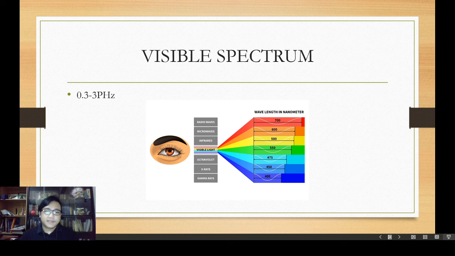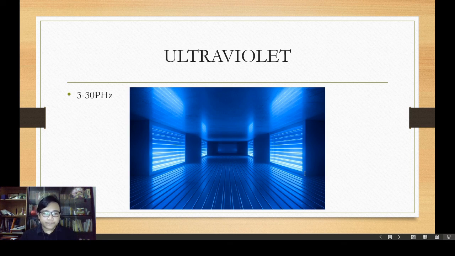And the next is ultraviolet. The frequency ranges from 3 to 30 petahertz. Ultraviolet rays can be used to kill microbes. Hospitals use UV lights to sterilize surgical equipment. This can also help the body to produce vitamin D. There is a machine that is used by doctors to treat vitamin D deficiency or some skin disorders.